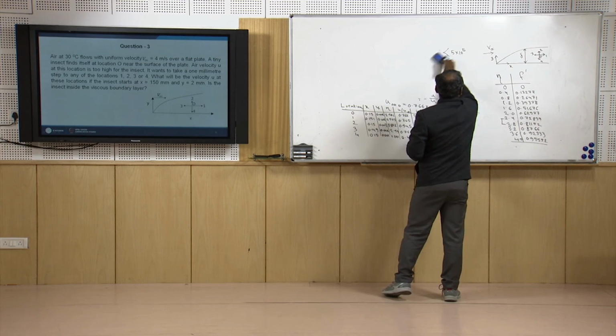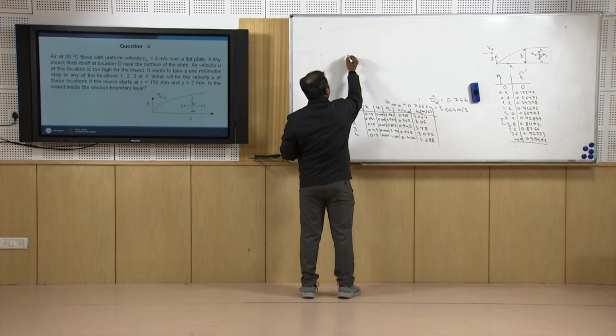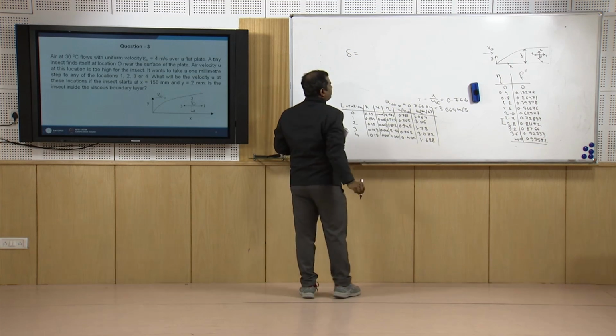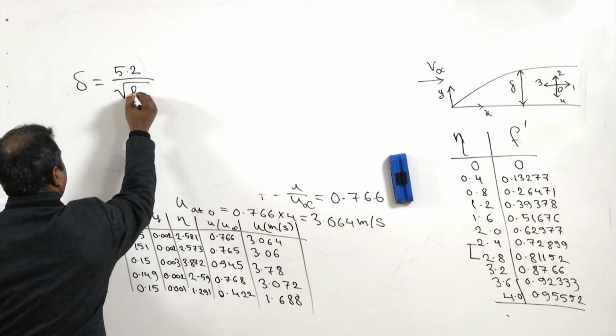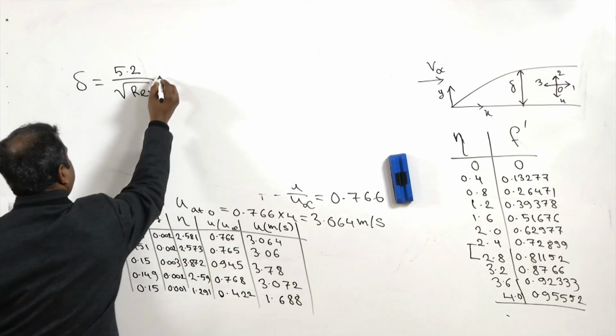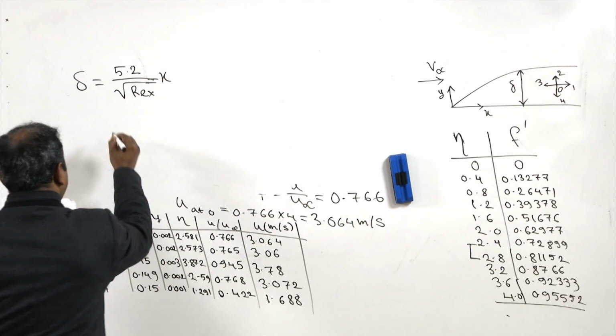So, that I will be doing over here. For finding out the boundary layer thickness, we know from fluid mechanics equation, here also we have shown, delta is actually 5.2 divided by root over of Rex, okay, into x. Okay. So, this equation already we have seen. So, let me put the values.